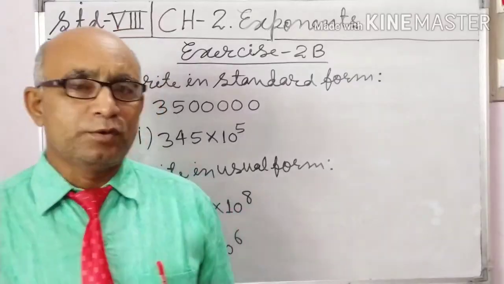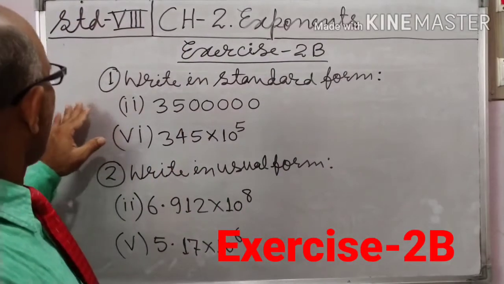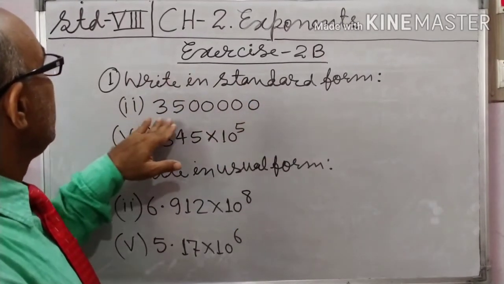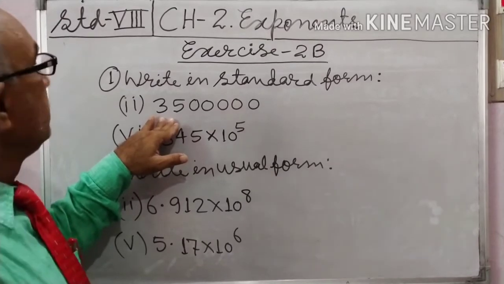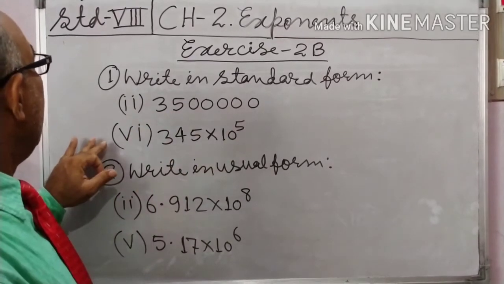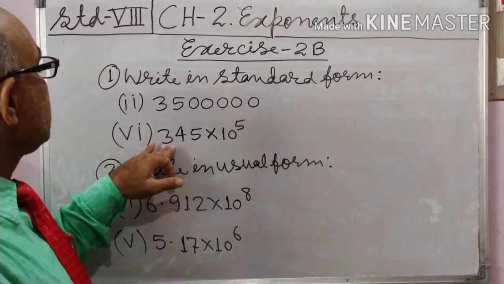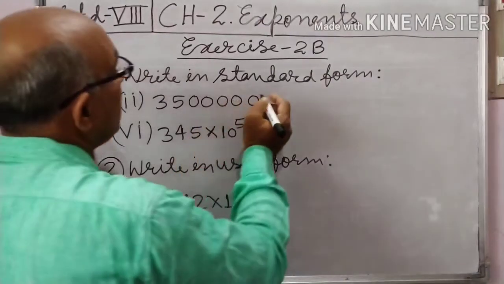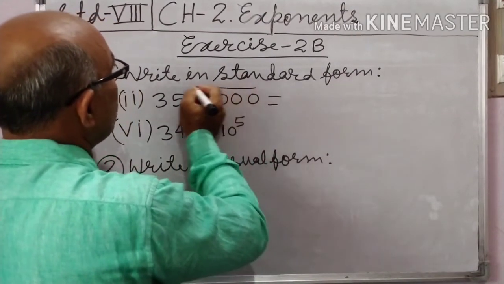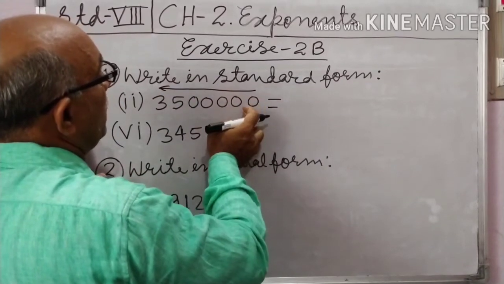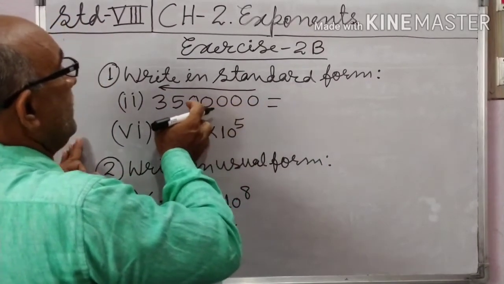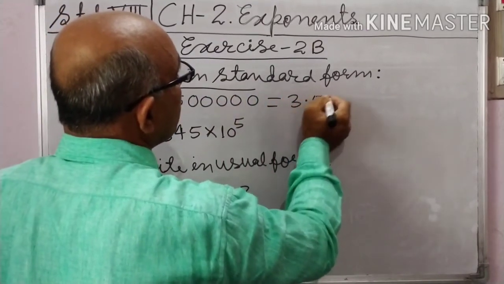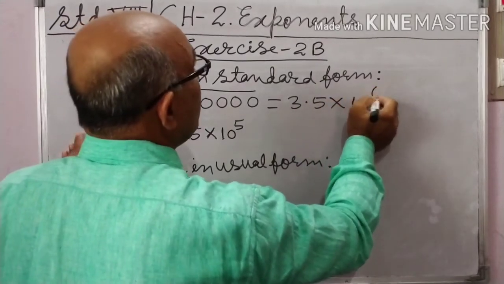Write it. Students, here two questions are written on this board. Write in a standard form. Question number 2 of 1: 35 lakh, which is 345 into 10 to the power 5. Write in a standard form. Here the decimal is shifted right to left, 1, 2, 3, 4, 5, 6 digits. So 3.5 into 10 to the power 6, answer.